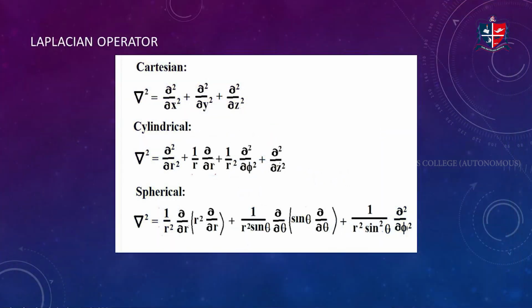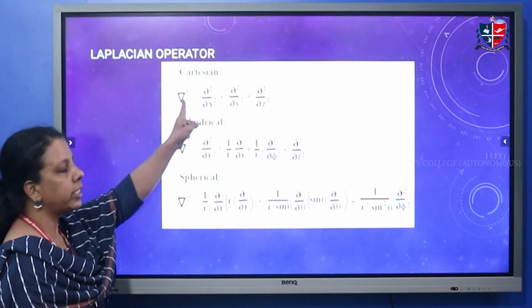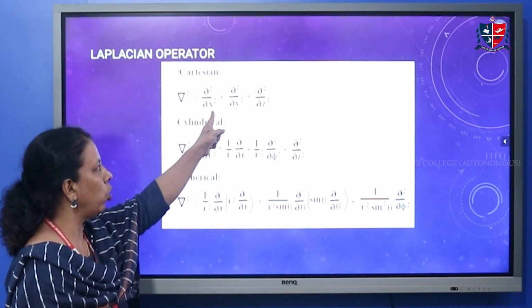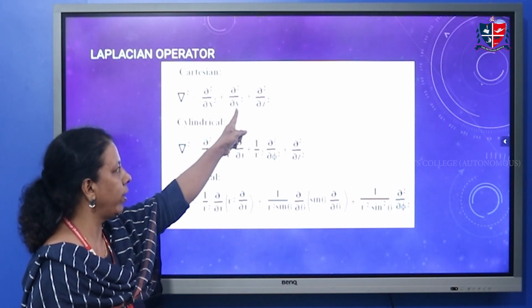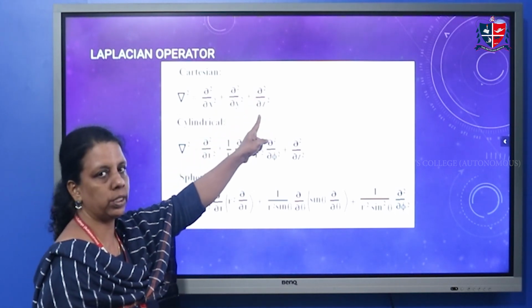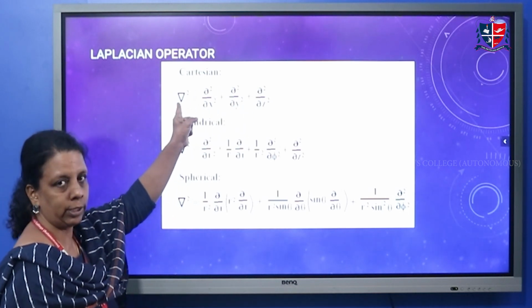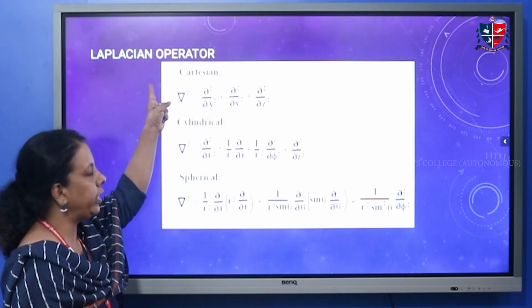Another important operator is the Laplacian operator, del square. Del square is the sum of these three terms, that is, dou square by dou x square plus dou square by dou y square plus dou square by dou z square in three dimensions. So it is generally represented as del square, which is known as the Laplacian operator.